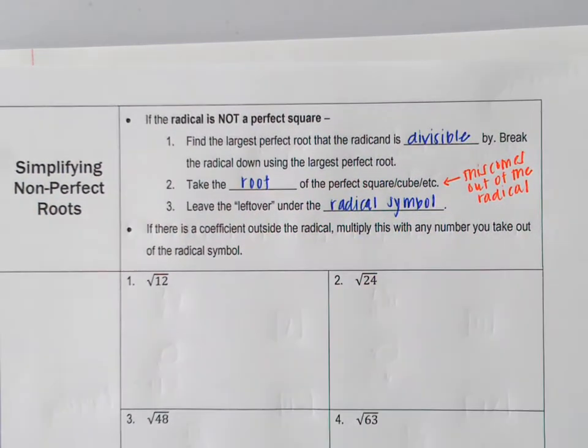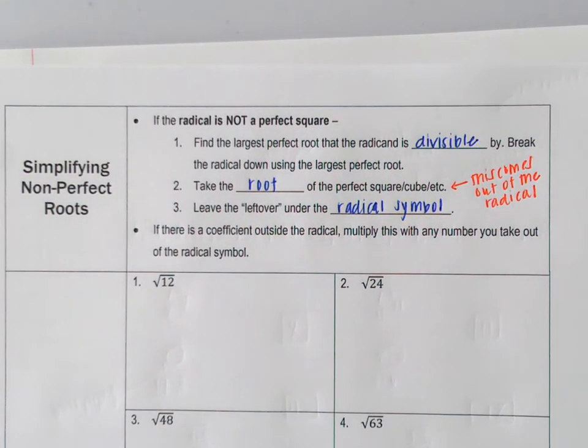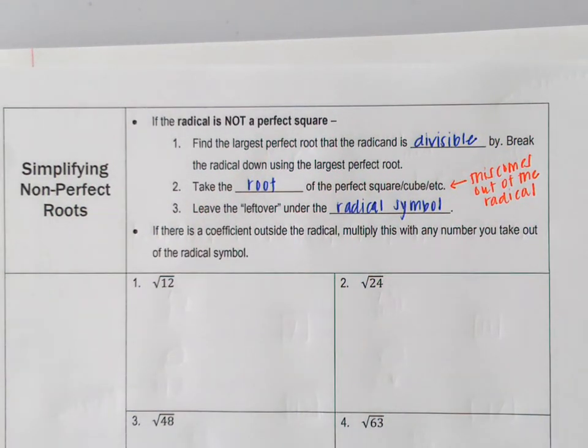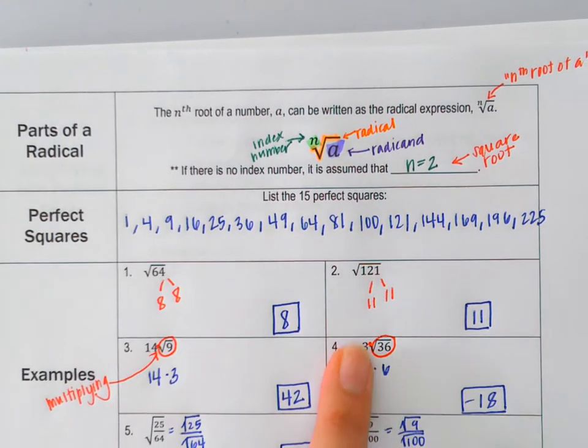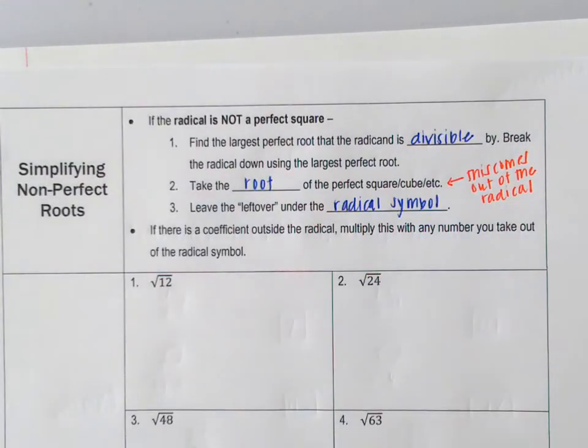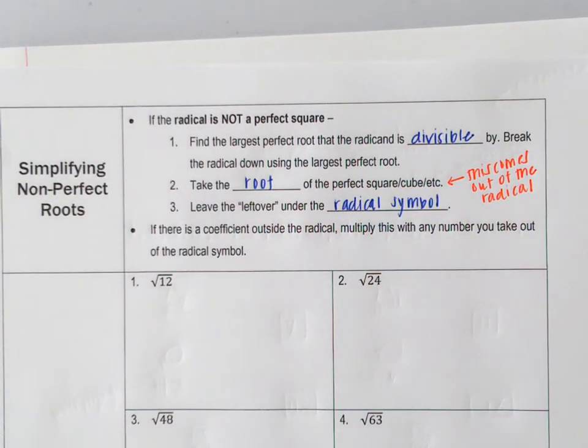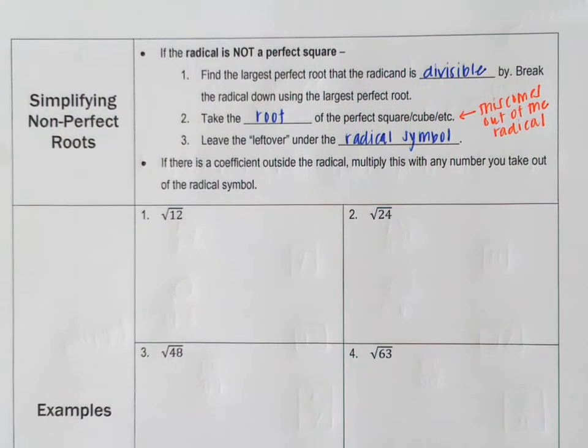So if there is a coefficient outside the radical, just like there was in those examples on the other side, so like on 3 and 4, if there's a number in front of the radical, multiply this with any number you take out of the radical symbol. Okay, so that sounds kind of weird, but let's break it down when we're doing our examples.